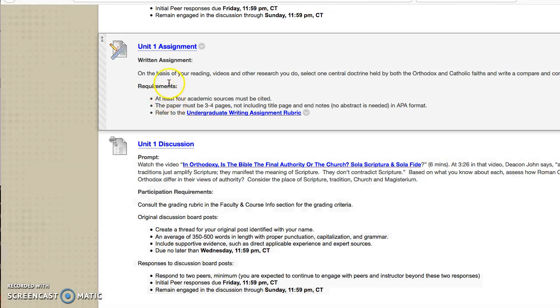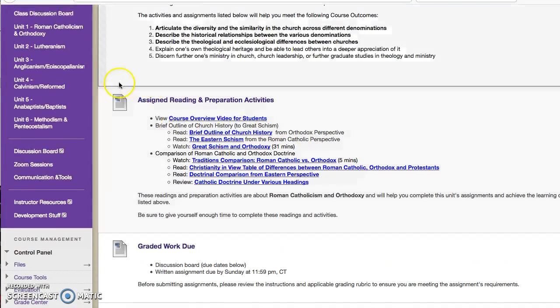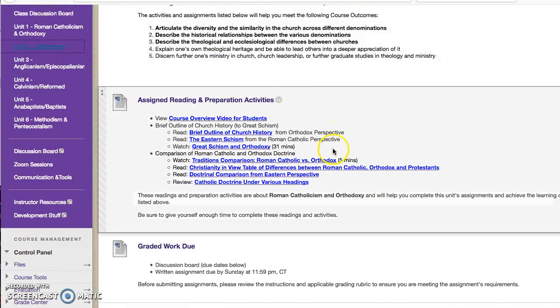Their unit assignment for Unit 1 is to select one central doctrine held by Orthodoxy and the Catholic faith and write a paper that compares and contrasts them, 3 to 4 pages, not including title page and endnotes, and that's in APA format, of course, with at least 4 academic sources being cited. That's basically the format that we undertake in each one of these units.